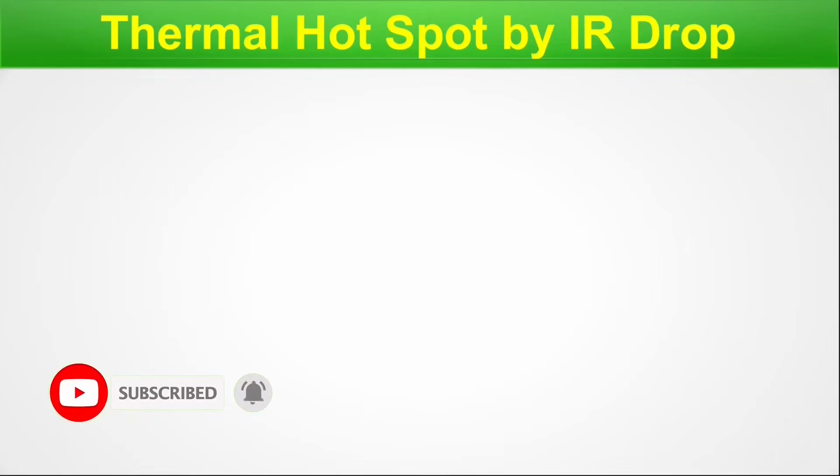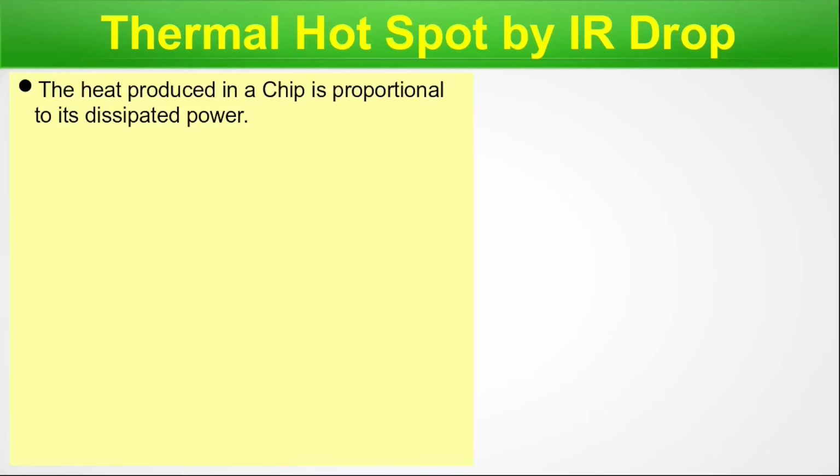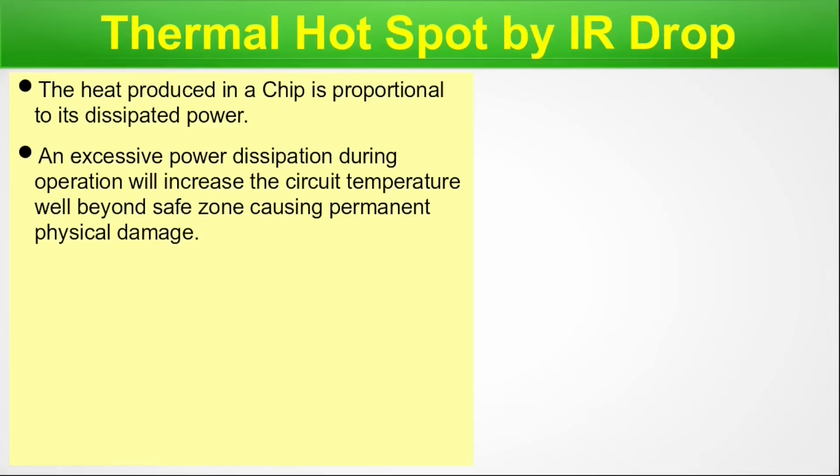Thermal hotspot by IR drop. The heat produced in a chip is proportional to the dissipated power. That is what I touched on in the fundamentals slide where I showed the relation of V, I and R. So I squared R is the power dissipation which causes the heat, and all those things we have done in our fundamentals in our textbook. An excessive power dissipation during the operation will increase the circuit temperature well beyond the safe zone, causing permanent physical damage.